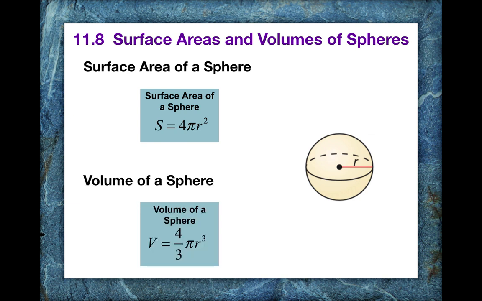The volume of the sphere is this strange thing that you're just going to have to memorize. It's 4/3 pi r cubed. This could be explained with calculus fairly easily, but we don't know calculus, so we're just going to have to take this formula as it is.